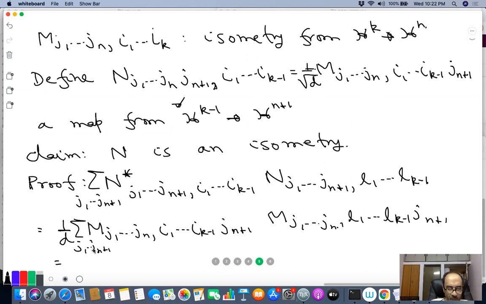But the sum over J1 to Jn is already given by the fact that M is an isometry, right? Because M dagger M is identity. So that sum you can easily perform. So you are left with 1 over d sum over Jn plus 1, and then delta I1 L1 up to delta Ik minus 1 Lk minus 1, and then you have a delta Jn plus 1 Jn plus 1. Okay. This of course is 1.